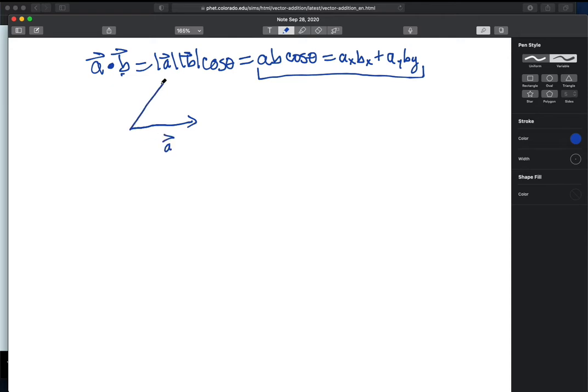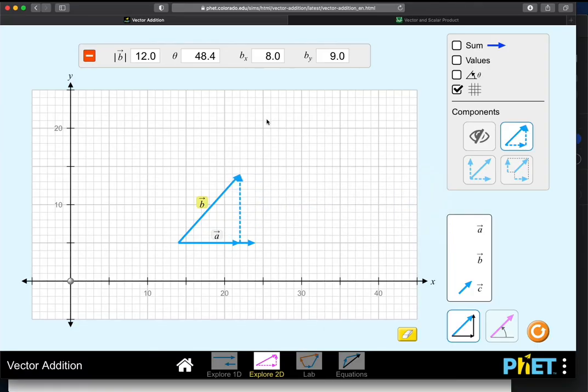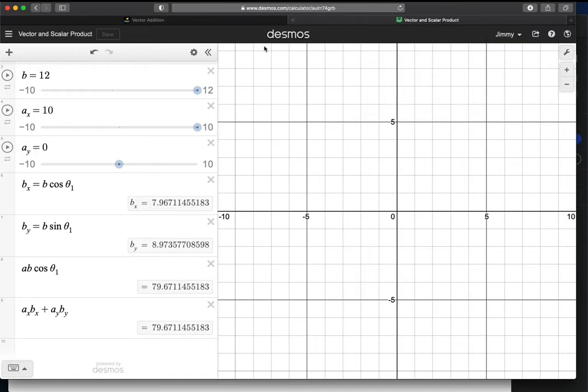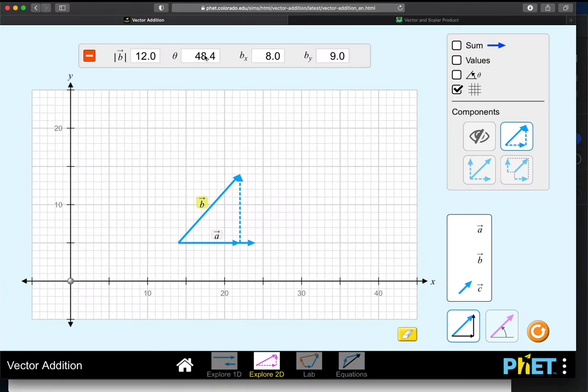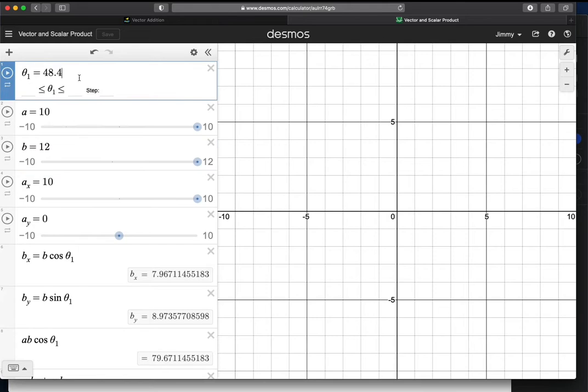Not quite as good as my PhET representation. There's the B vector, and there's the angle theta between them. Okay, so let's go over to Desmos and do that. Wait, I don't know if I have the right numbers. B is 12, and the angle is 48.4. Oh, I do have that right.